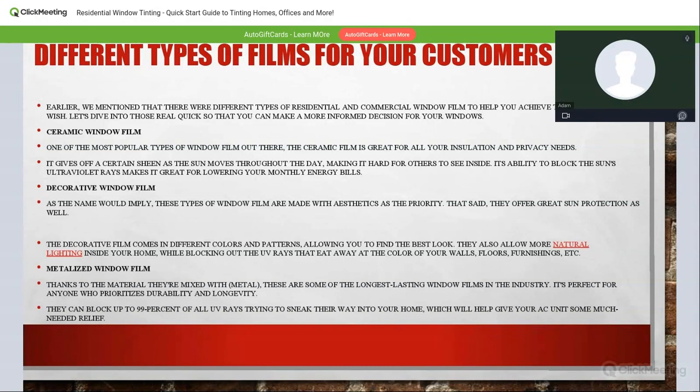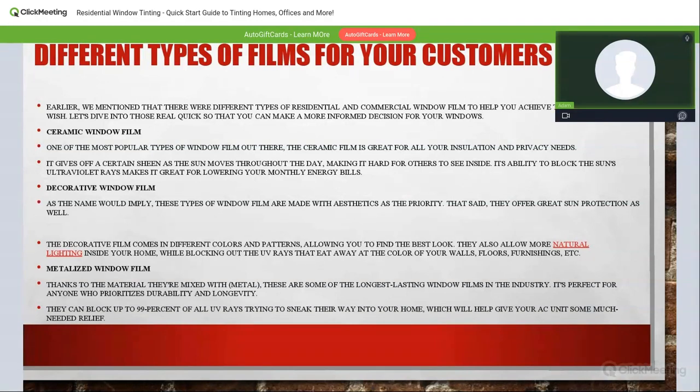Now, once we determine what kind of window it is, if it has low E coating or not, if it's single pane, double pane, or quadruple pane, now we need to figure out what type of film we can actually put on our customers' windows. We talked about there's different kinds of residential and commercial window film. We talked about the different percentages. We talked about the VLT. There's going to be ceramic window film, which is the most common because it's going to block that UV.